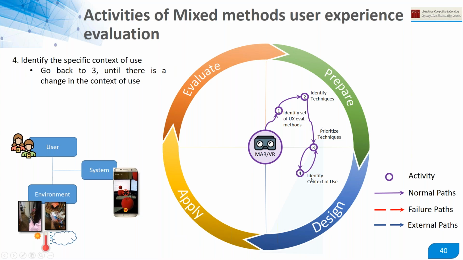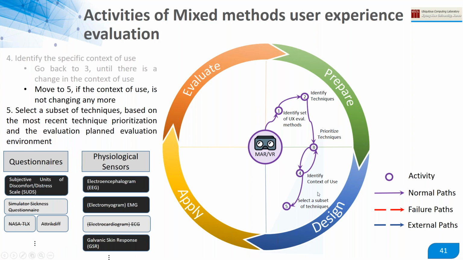After prioritizing the techniques, we identify the context of use. At the first time, the UX expert abstractly identifies the context of use based on his experience. In this step, in the real environment, what is the context of use? Who are your targeted participants? What will be the system? What will be the environment where you are going to evaluate that product? You have to consider the context of use. And then based on the context of use, you can revise your techniques, and decide which technique should be appropriate according to the context of use. If any change is required, then we will go to step three, and this is a cyclic process.